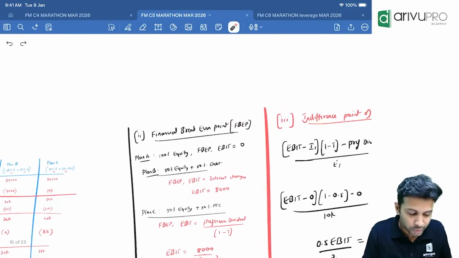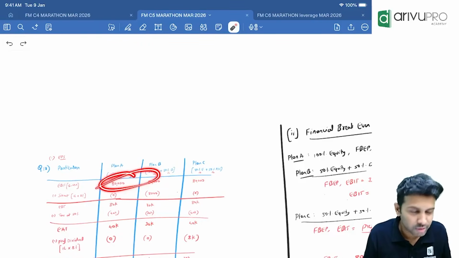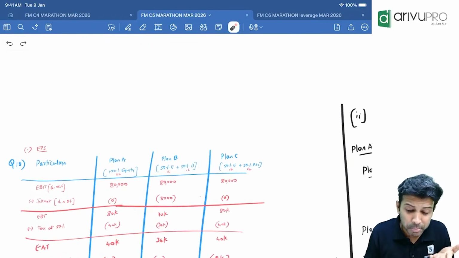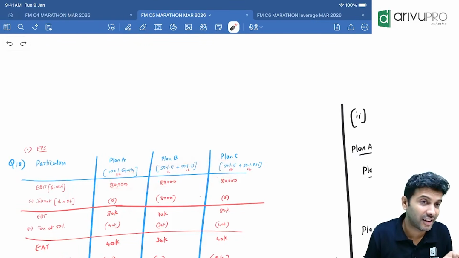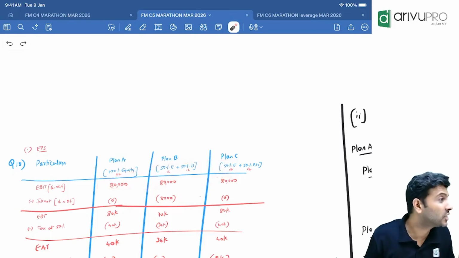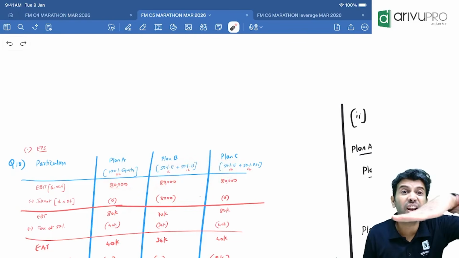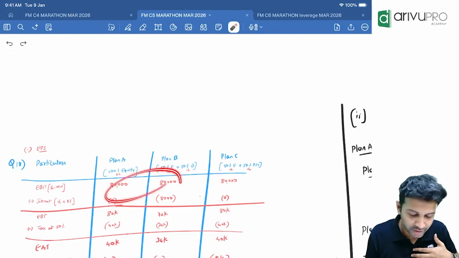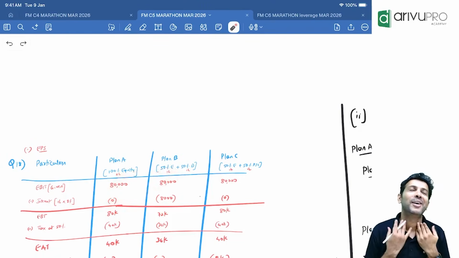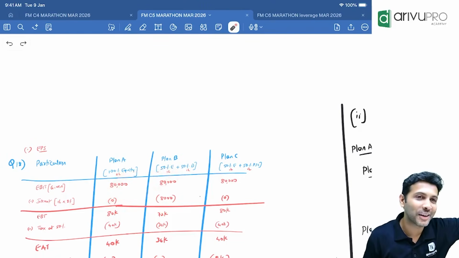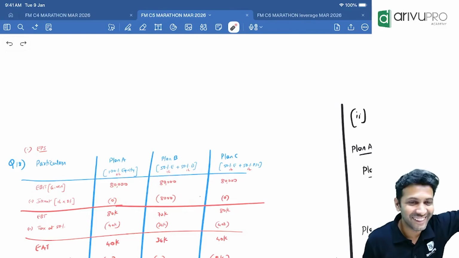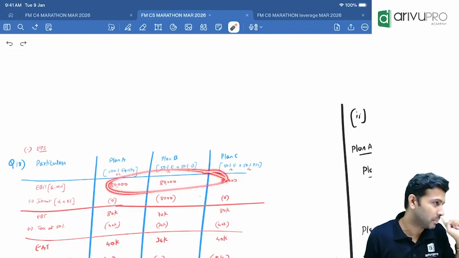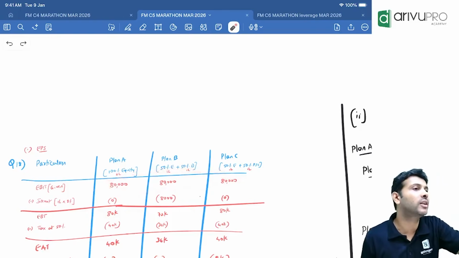Prabhu, don't take EBIT 80,000. That is the project's EBIT. Indifference point is a level. It's a benchmark. We need to find that. If you take 80,000, I will leave the class now. I'll give a break now. That is the project's EBIT. We have to find what the indifference point is.